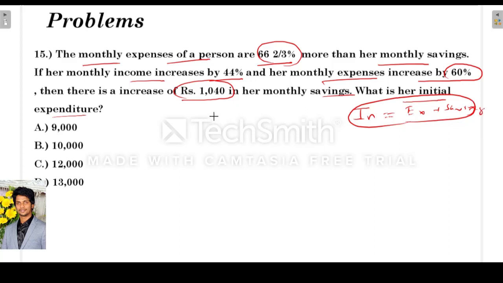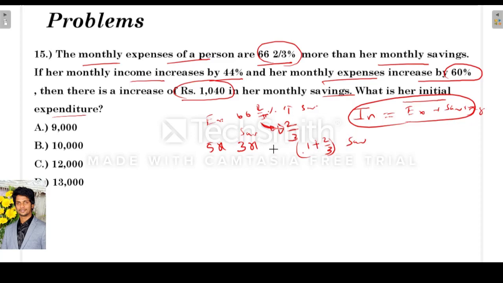So now they are telling expenses is 66 2/3% more than savings. So this 66 2/3% corresponds to fraction 2/3, right? If we convert 66 2/3% into fraction, it is 2/3. So basically, if we take savings as 3x, then expenditure will be 5x, because 66 2/3% more means 1 plus 2/3 into savings is expenditure.